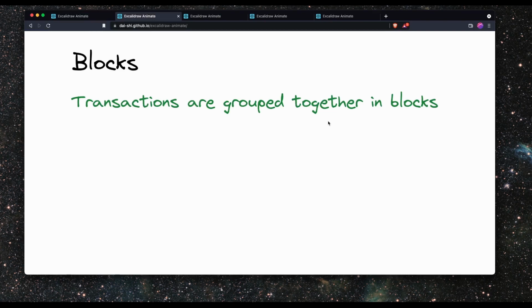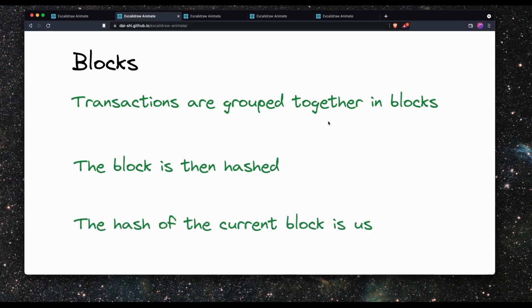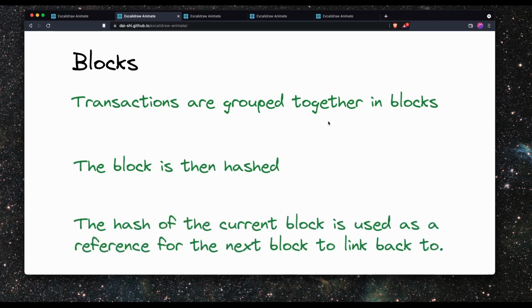Now, we talked about blocks. So what are blocks? Well, as mentioned before, the blocks contain transactions. Transactions are submitted to a blockchain, and they are ordered by timestamp and by other factors, as we'll get into later, such as price, and then they are grouped together into blocks. Once the block is full of transactions, again, what denotes full is something we cover later, the block at that point is then hashed using a hashing algorithm, and then the hash of that block is used as a reference that the next block will link back to.